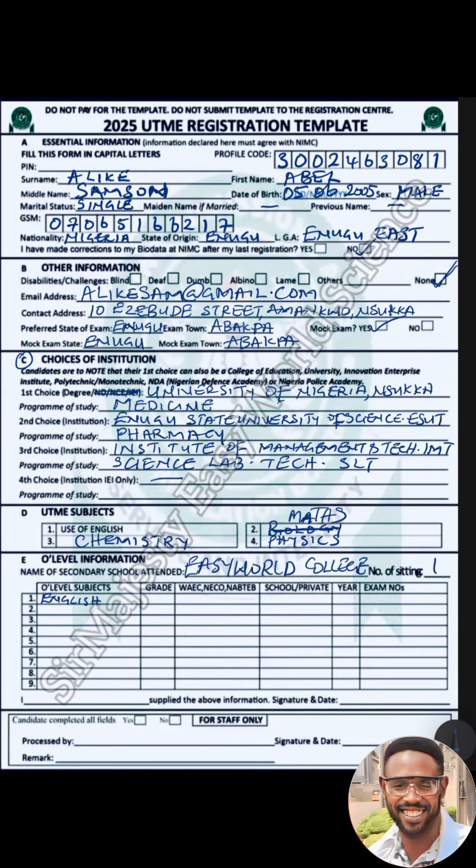Fill them all out. Your maths is there. Then you have civic education. You have your physics. Even when you are yet to write WAEC, you are going to fill out all these subjects that you tend to write. Chemistry, agriculture, then biology, maybe geography, and then maybe marketing.